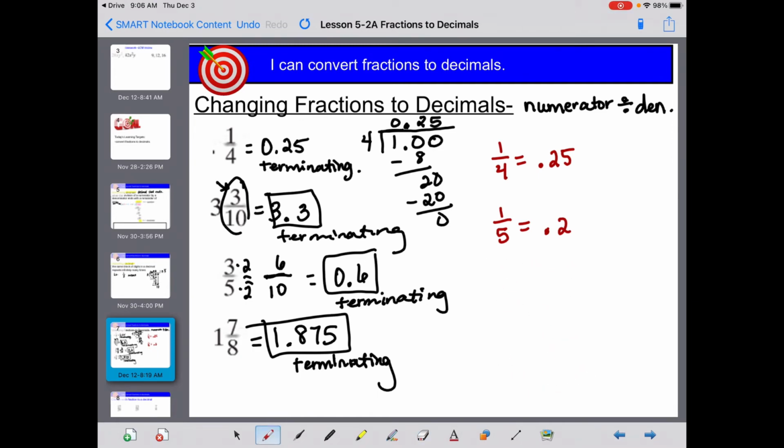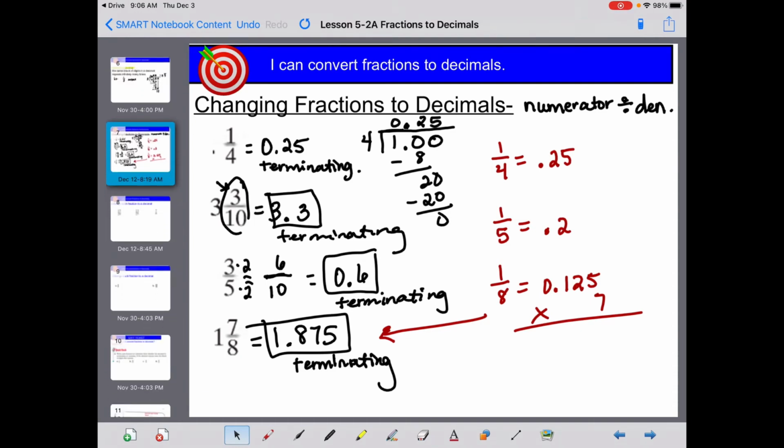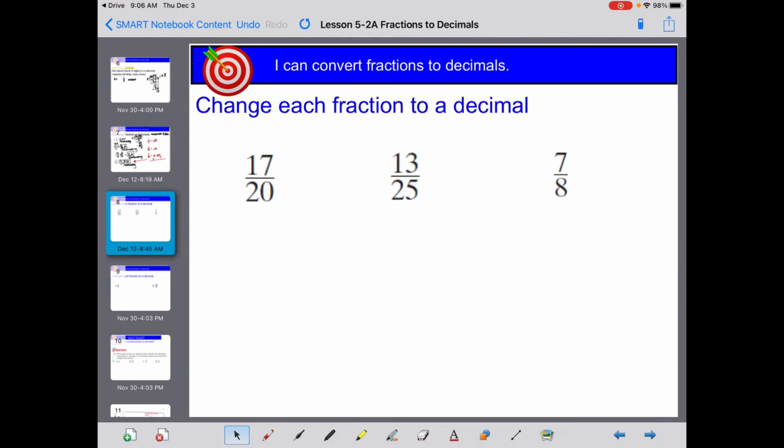Let's see, another common fact you probably have memorized is 1/8 is 0.125. So I could have taken that and multiplied it by 7 and gotten 0.875. Make sure that you're using all of the different strategies that you've acquired so far in your math classes. Try these 3. Come on back to compare your answers to mine.